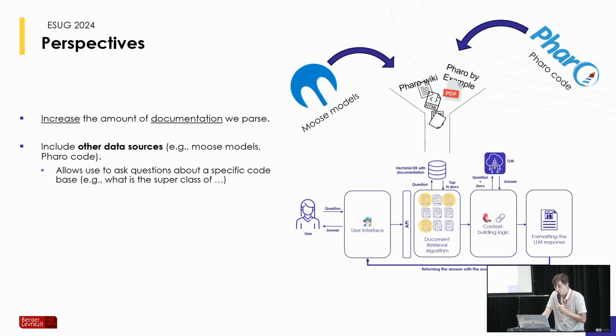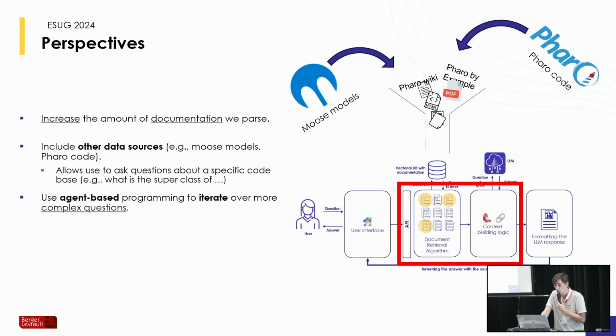So it would allow us to ask questions about specific code bases, for example, like I said, what superclasses is about. And then also, I think it would be interesting to go towards a more agent-based programming to iterate over more complex questions. Currently, the algorithm is rather simple. It gets the top 4 documents that are semantically similar, and then it gives them to the LLM along with the question and attempts to answer.